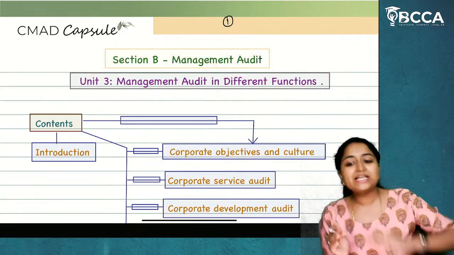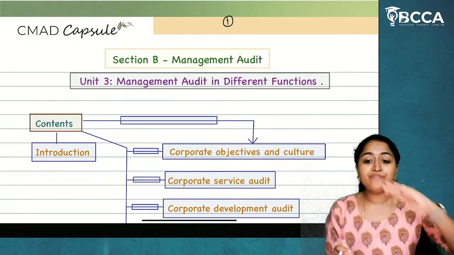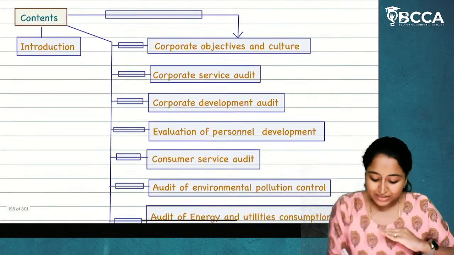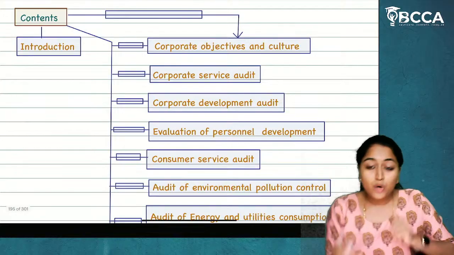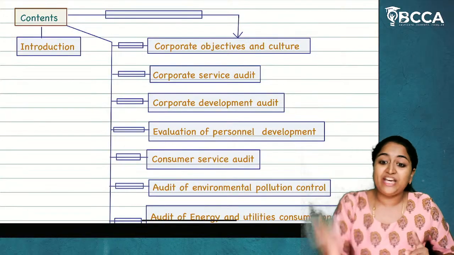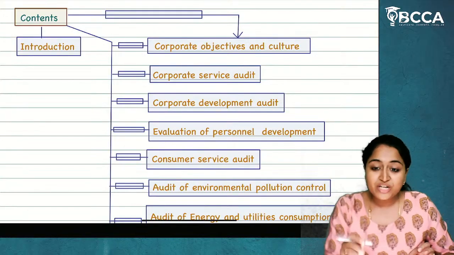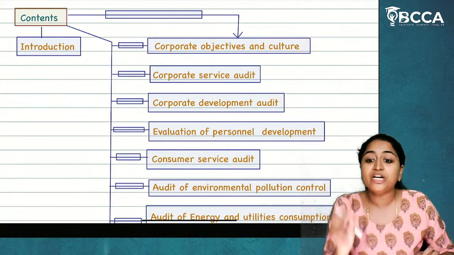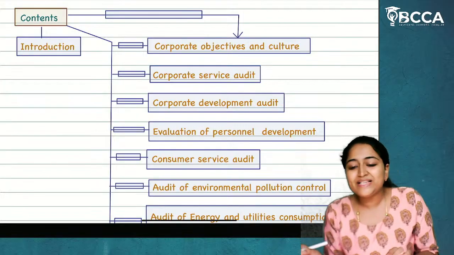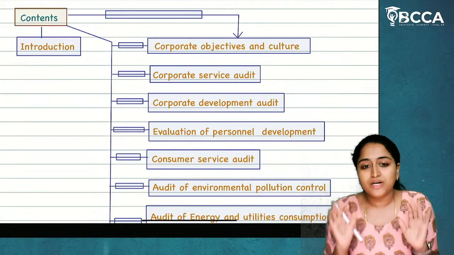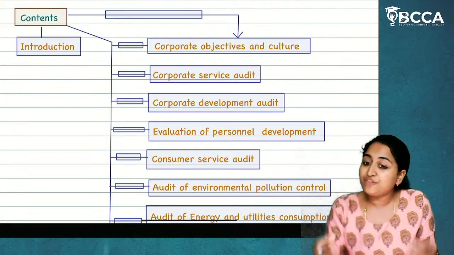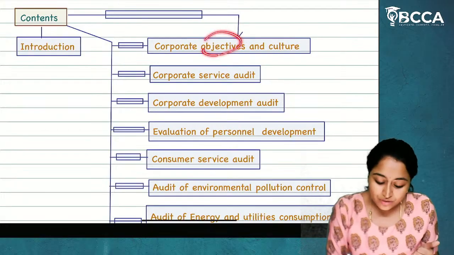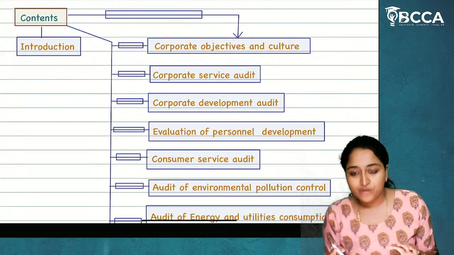Which means inside the organization, we have different functions like corporate objectives. Now, we will have an objective for each and every business. The objective for each and every corporate will be different, and we will be having a culture. Each and every organization will depend on its culture, and each organization will have a different culture. Now, what about the objectives and culture function?